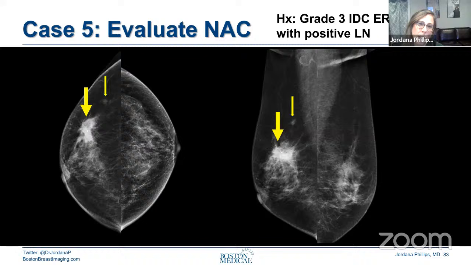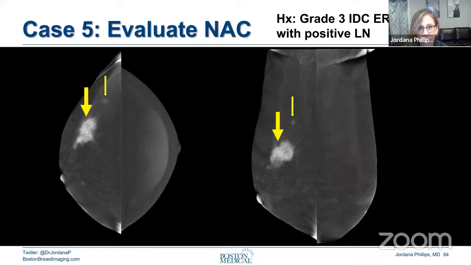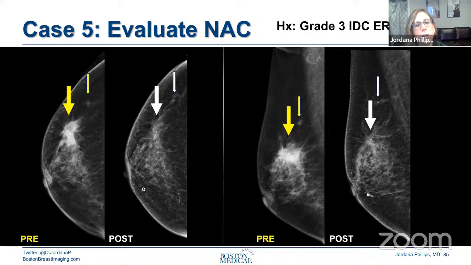You can see the cancer marked by the thicker arrow and the node marked by the longer, thinner arrow. And so this is an example where the contrast mammo was used to see how the patient responded to treatment. So these are the recombined images initially before treatment, which show you what you would expect, the cancer and the node. And this is what we see after treatment.